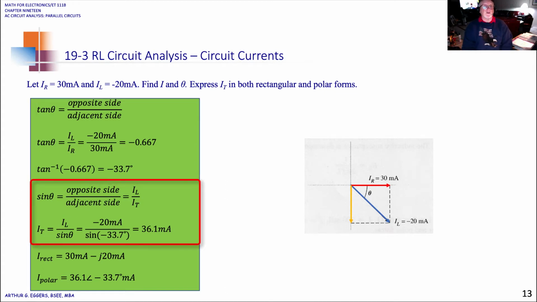Now, again, we choose the trigonometric function sine theta because of the sides of the triangle that we have available and are able to solve for. So sine theta is the opposite over the hypotenuse, I sub L over the total I sub T. Moving our terms around, we get I sub T, the total current, equal to I sub L divided by sine theta. So minus 20 milliamps divided by the sine of minus 33.7 gives us a total current, the hypotenuse, of 33.1 milliamps.